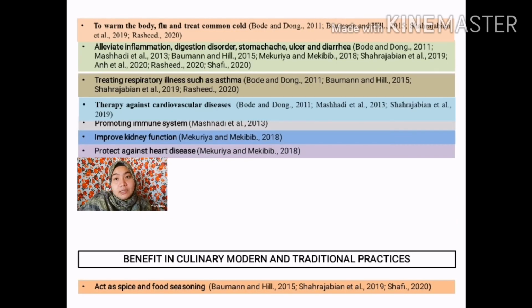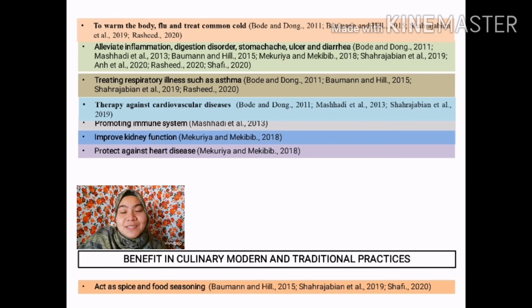Next, ginger, as it possesses the effect of hot and warm, so in traditional practices, it is used to treat common cold and flu. Next, ginger also helps in treating respiratory illness such as asthma. It also helps you to relieve your muscle pain, stomach ache, and ulcer. Ginger is used as spice and is also used as a food seasoning.